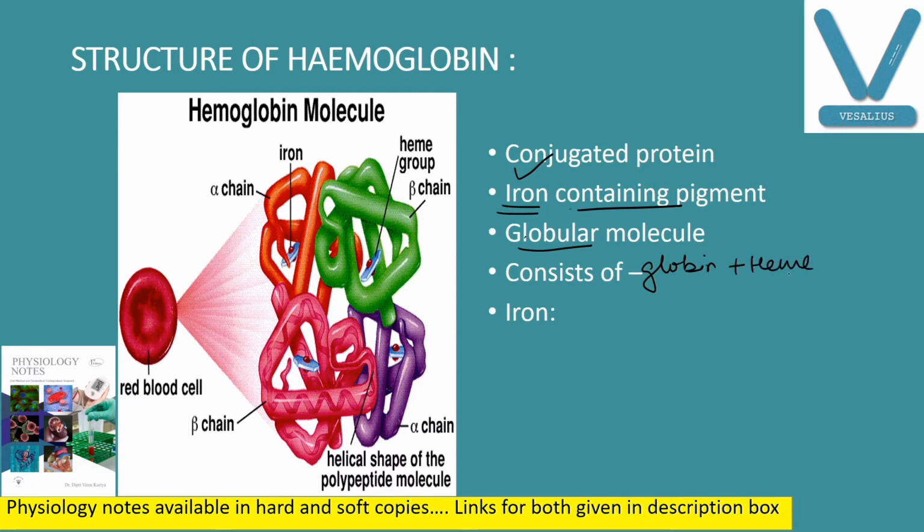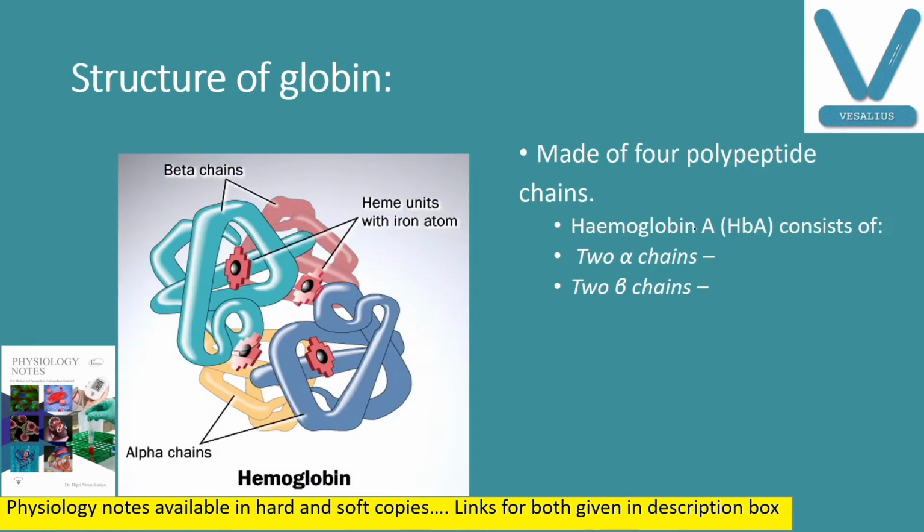What is heme? That is an iron containing pigment. Iron is normally in the ferrous state, Fe+2 state, and in abnormal conditions it becomes the Fe+3 ferric state. Now, what is the structure of globin? First, we will discuss globin. We have four polypeptide chains, four globin chains.